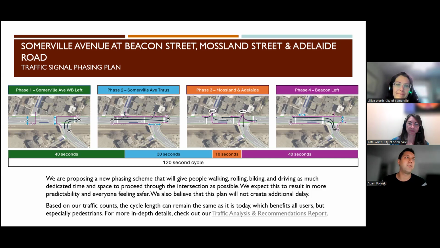So in that fourth phase, drivers turning left from Beacon onto Somerville Ave or right from Somerville Ave onto Beacon will then get a green. Traffic bound for Adelaide Road from Beacon will also be permitted to proceed through the intersection, only after yielding to cyclists who will be coming off of Beacon and will be allowed to take that left onto Somerville Ave heading westbound and up Mossland Street if they choose, or to continue on into Porter Square.